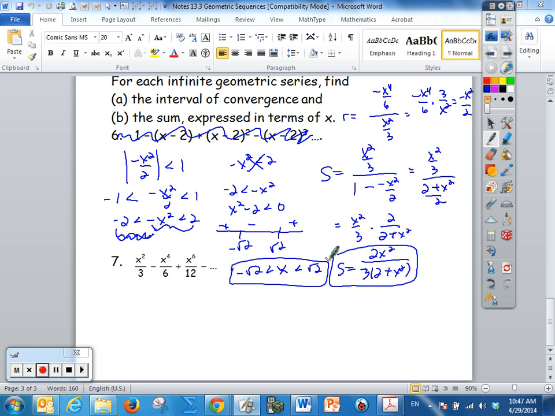Now, what is this going to be used for? What's the purpose? What can we use this for? If we had an x value that was between negative root 2 and root 2, we could sub it in and see what the sum was. Okay? How's that? That's probably the hardest one right there. Okay?